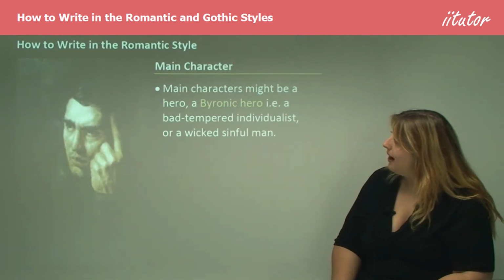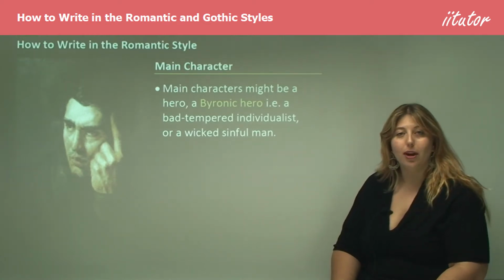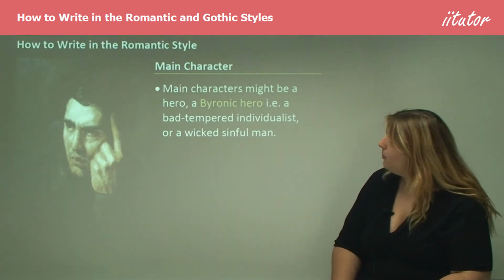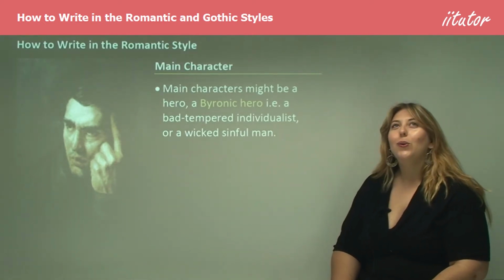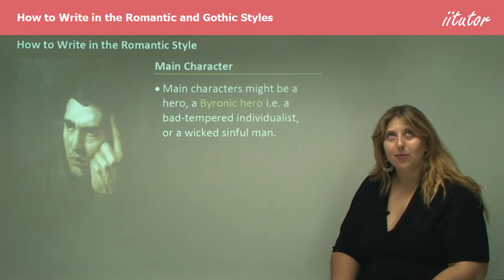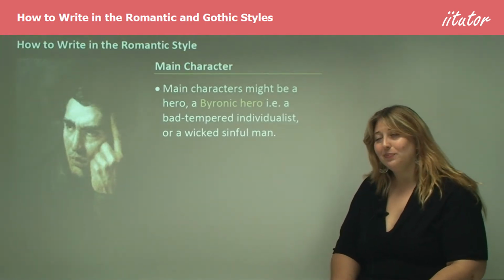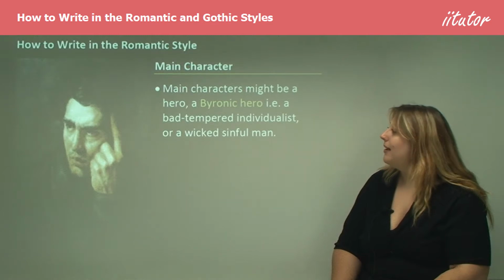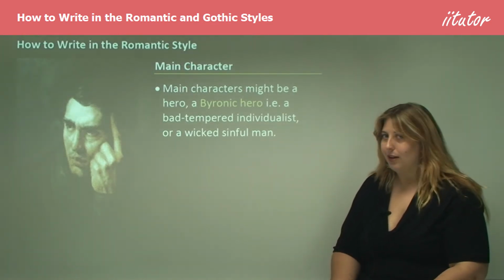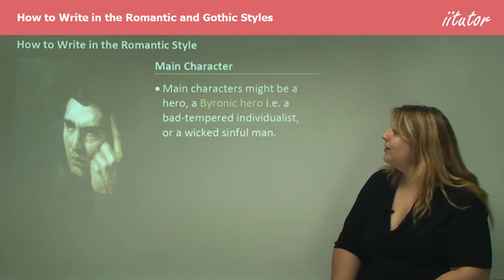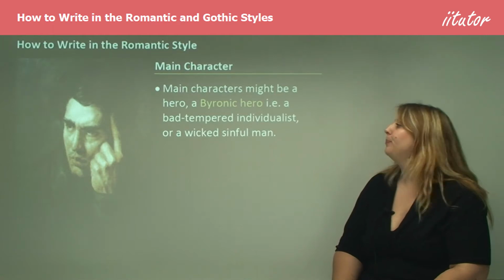When you come to your main character, you might pick a hero, like straightforward, sort of like your knights of old, or a Byronic hero. Now, Byronic hero is named after Lord Byron, who was a Romantic poet. It's not so much named after the characters he wrote about, it's actually more named after his own personality. So the Byronic hero is a bad-tempered individualist, usually somebody of high birth who's very proud and stuck up, rather like Lord Byron, and so someone that is essentially good but behaves in a way that's counter to society.